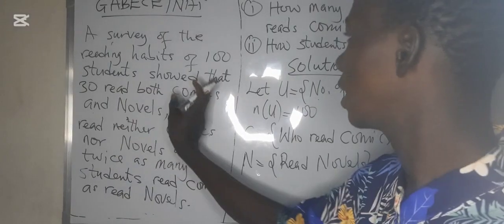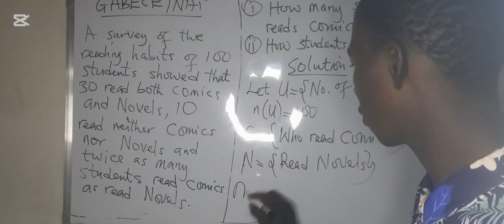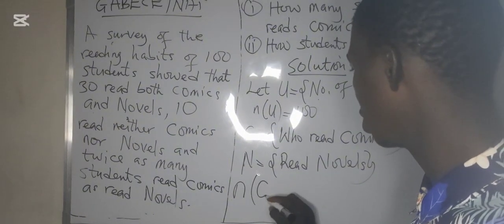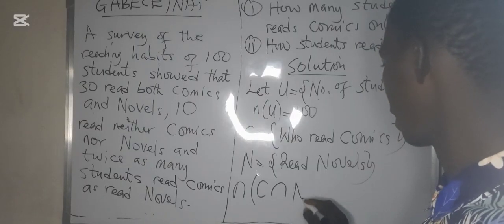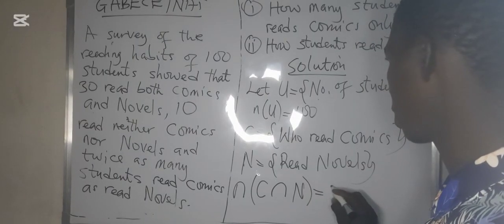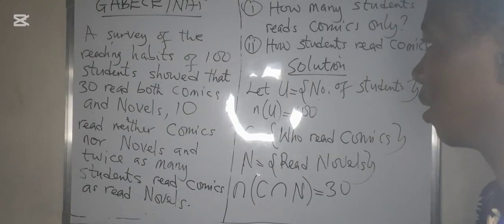Now they say 30 read both. That is the number of C intersection N, which gives us 30.